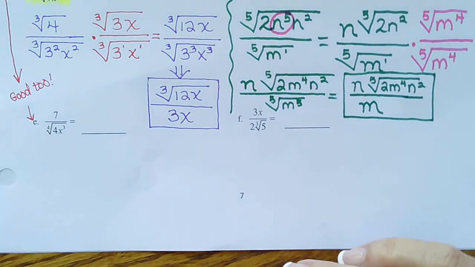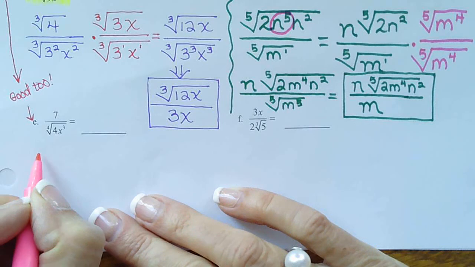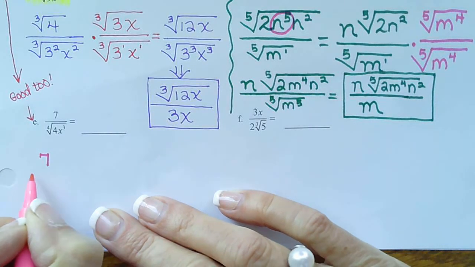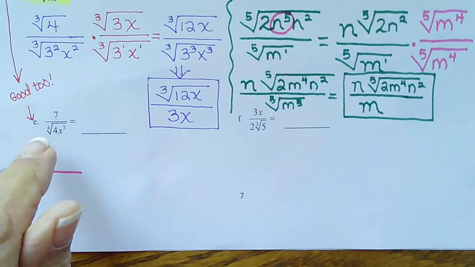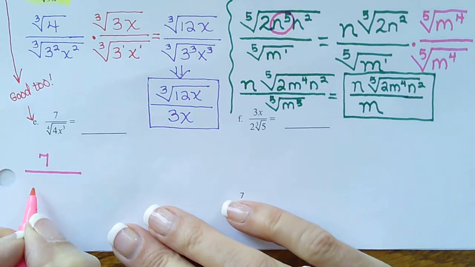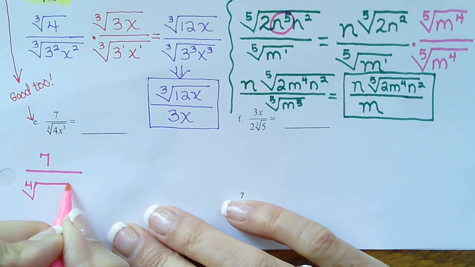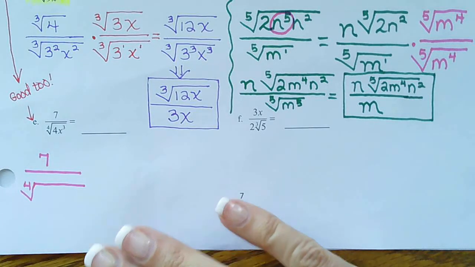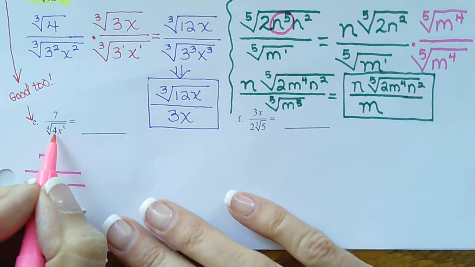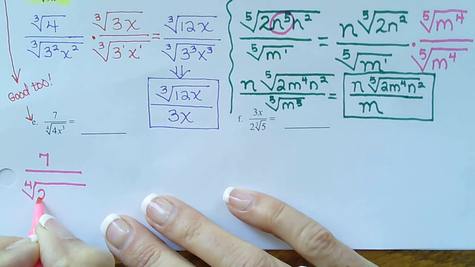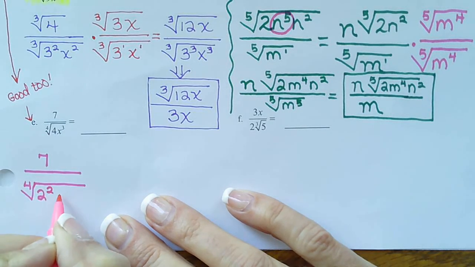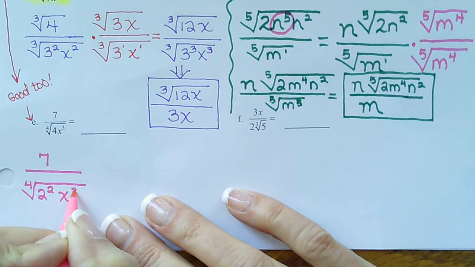So we have for E, 7, nothing to do up there. And we have a fourth root. And this is the one that we need to make perfect powers of 4. So we always want to factor everything possible. So 4 is 2 2's. And then we have an x cubed.